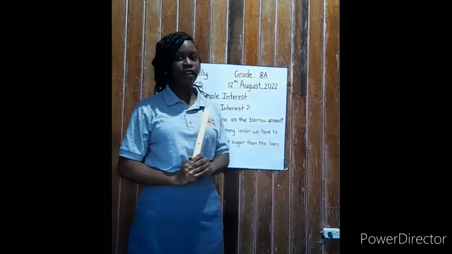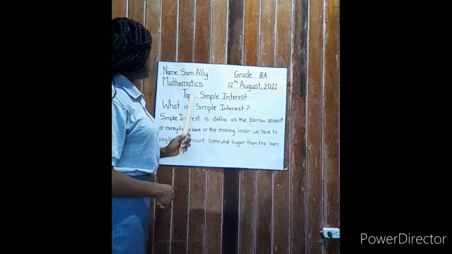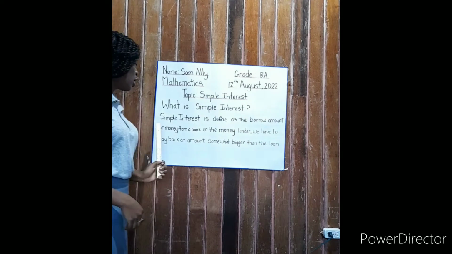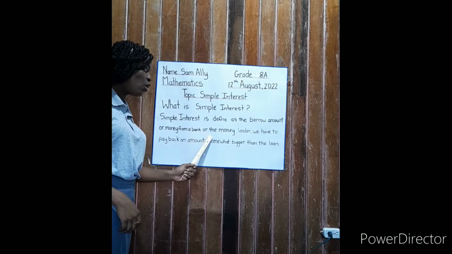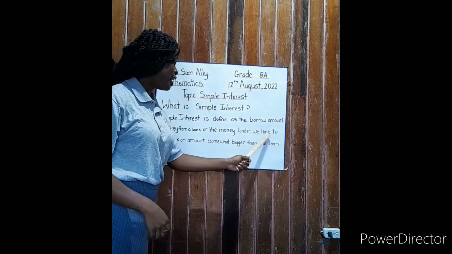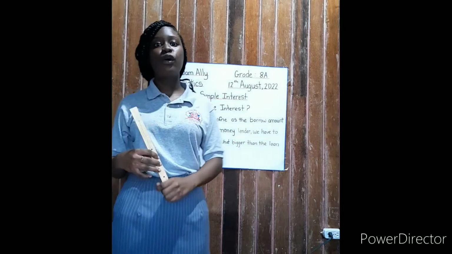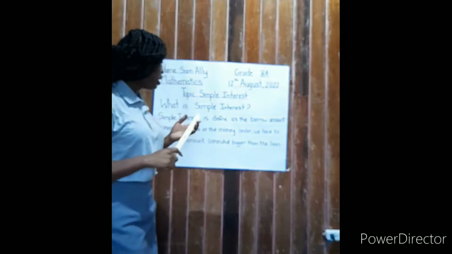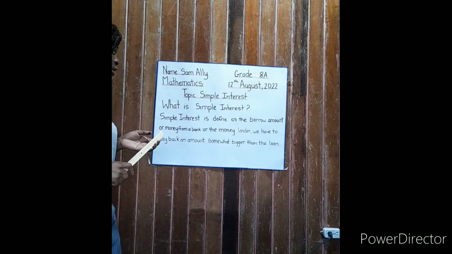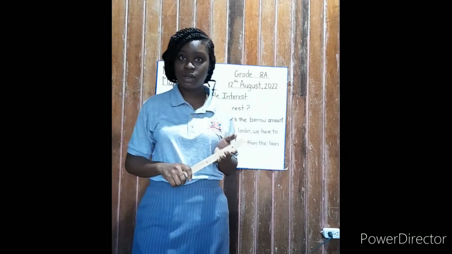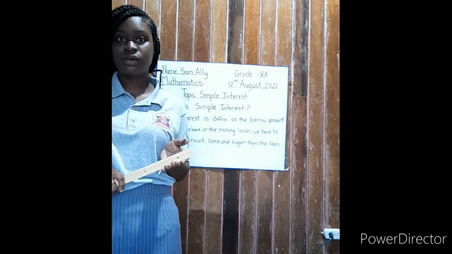Very good. Well, I have a definition here of simple interest. Simple interest is defined as the borrowed amount of money from a bank or a money lender. We have to pay back an amount somewhat bigger than the loan. Okay? This definition simply means when you borrow an amount of money from the bank or the lender, whoever you borrow that money from, you have to pay back, but not the same amount. You have to pay in interest. Okay?